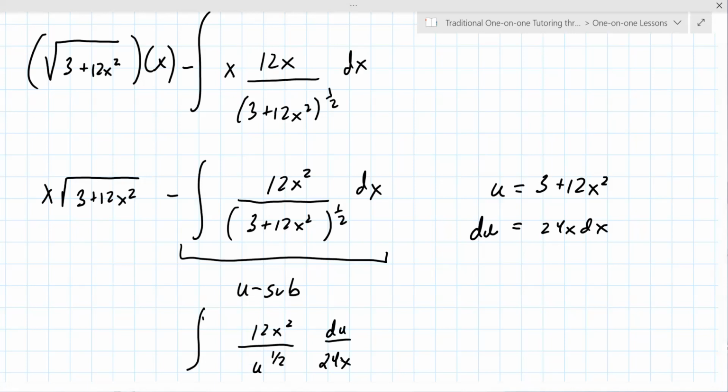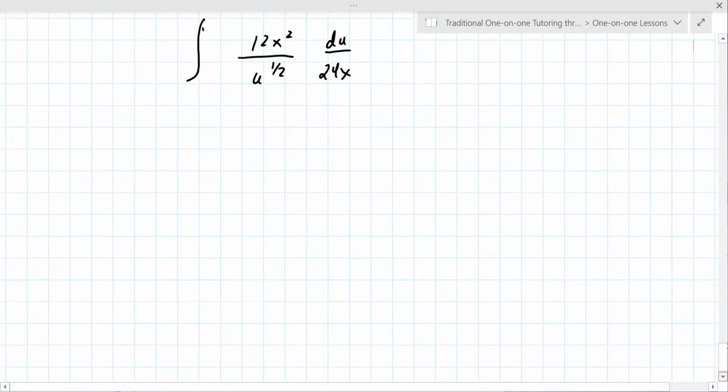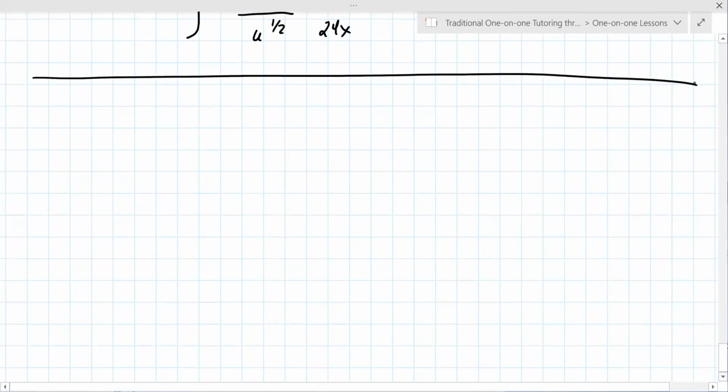Do you want us to go on to a different problem? Yes. Okay, let's go to something different. So let's do another integration by parts, but this time let's do a more traditional one. Let's go e to the 5x cosine 3x dx.